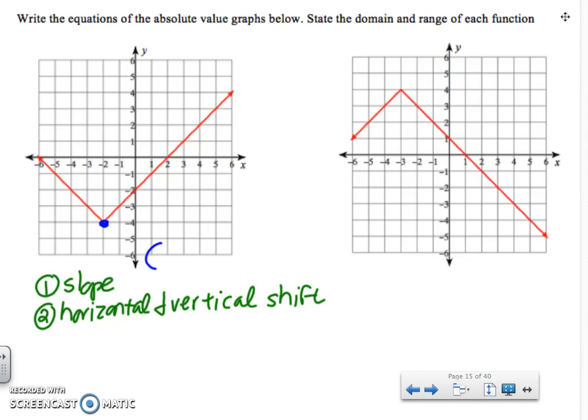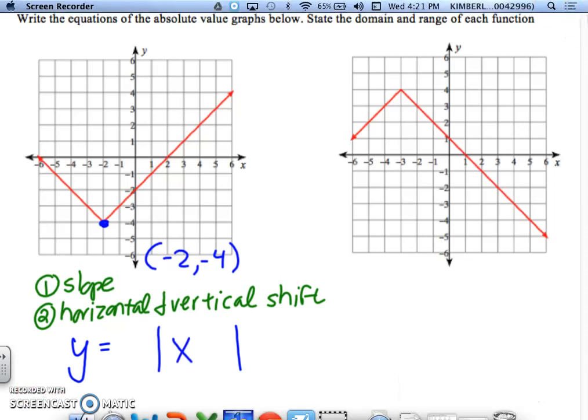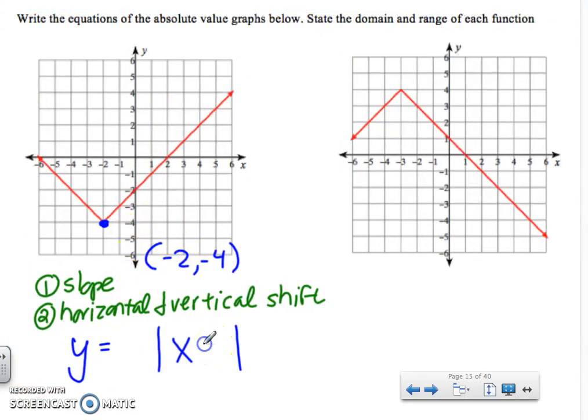And so your vertex was at -2, -4. So one way you could do it is to write the equation using the vertex and start with y equals absolute value of x is going to go in the middle. Now remember, if it's a -2, it's actually going to be a +2 inside the absolute value bar. And then that -4 is going to go on the outside.